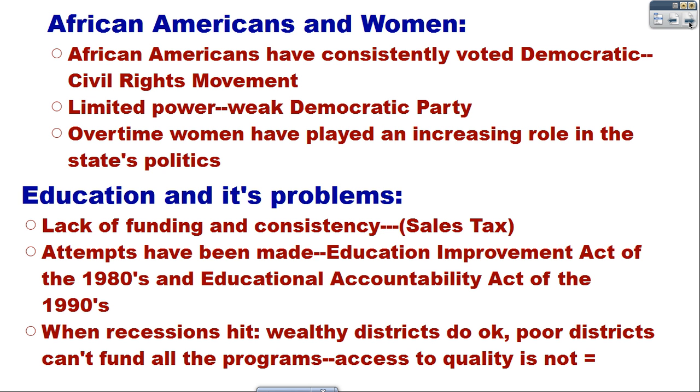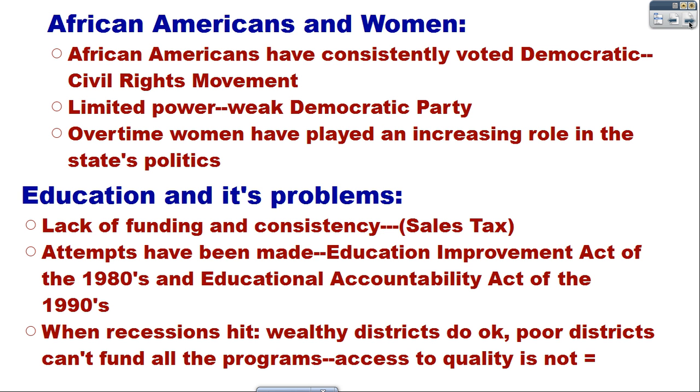Now, in all this, how do African Americans and women feel about this entire situation? Well, obviously, African Americans, for the most part, are going to consistently vote Democratic because of the civil rights movement that was supported by the Democratic Party. Their power is going to be limited in the state when it comes to the Democratic Party because of the South's stronghold on politics. Over time, women are going to gain more power, and they're going to gain more power as the civil rights movement gains power. And currently, in the state of South Carolina, we have a female governor, Nikki Haley.